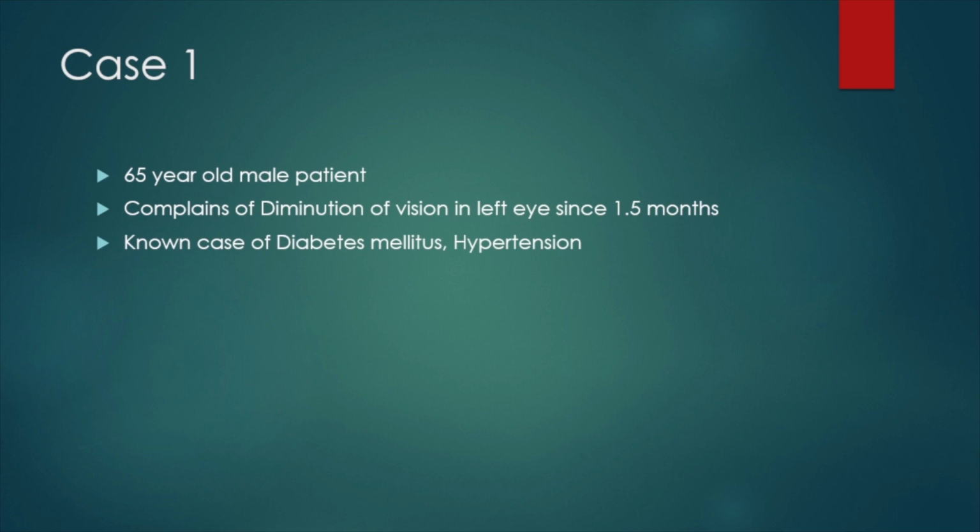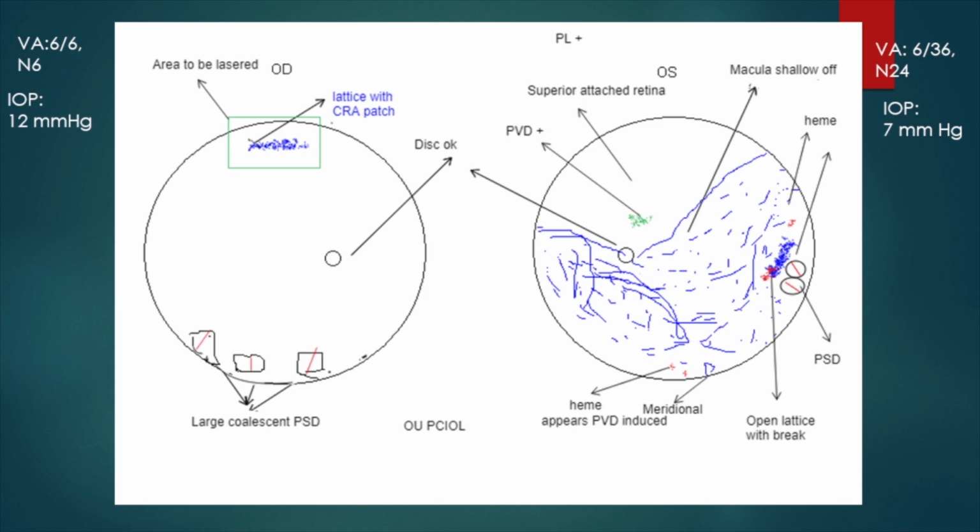So, case one is a 65-year-old male patient who came with complaints of diminution of vision in the left eye since 1.5 months. He's a known case of diabetes and hypertension. The vision in the right eye of the patient is 6 by 6 and 6, the IOP is 12, and in the left eye, the vision is 6 by 36 and 24. The intraocular pressure is 7 millimeters of mercury.